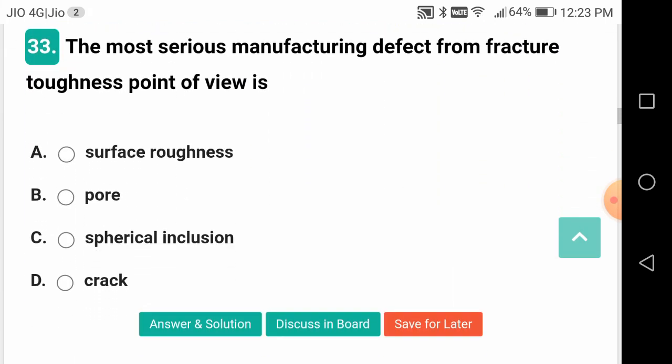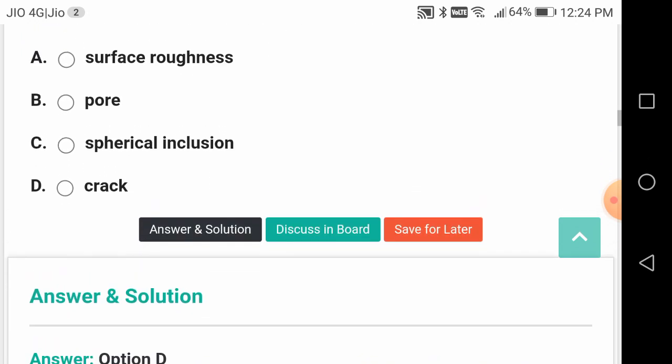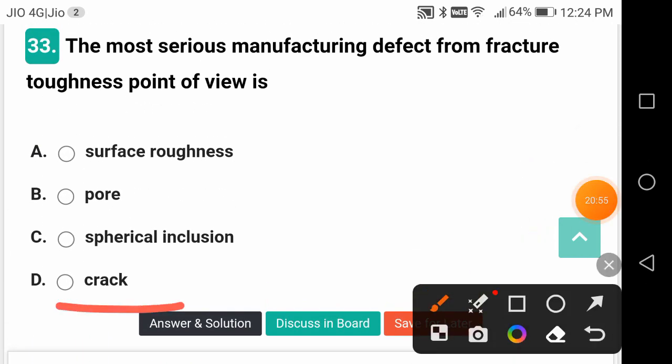The most serious manufacturing defect from the fracture toughness point of view is, very good question friends, cracks. Cracks are very dangerous. Crack initiation, crack propagation, crack termination. This is a very serious phenomenon friends. So mechanical components fail in service without giving any notice. Majority of the air crashes are attributed to surface cracks in the material without giving notice. Cracks initiate, they propagate and they terminate, leading to the failure of the component in service without any indication, which is very dangerous. From the fracture toughness point of view, cracks are very dangerous.